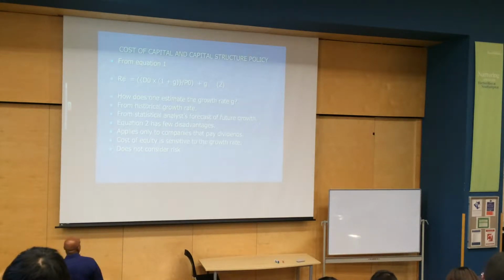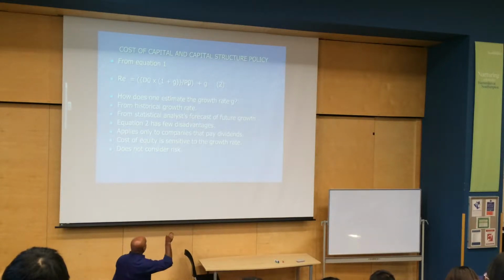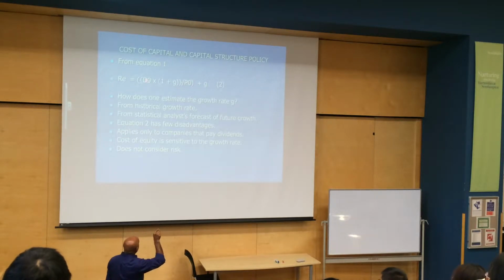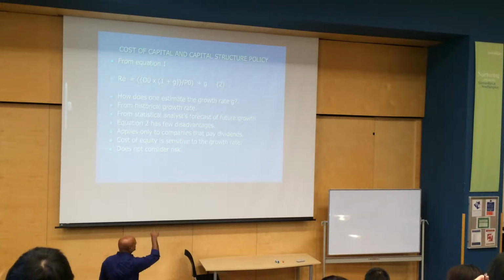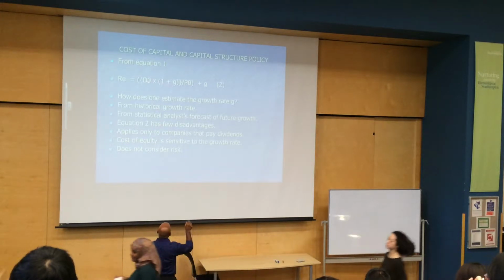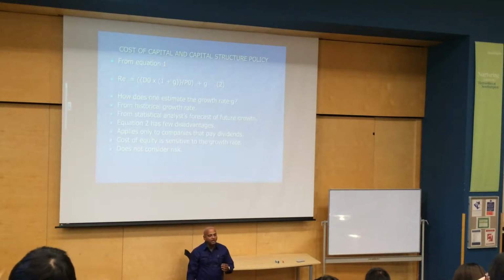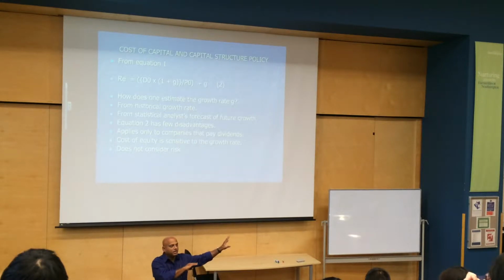The cost of equity is very sensitive to the growth rate. If I give you price and dividend, and say, find me the return, the cost of equity, but you have to estimate the value of G. You take the past series, 5 years, 10 years, daily, monthly, weekly, whatever, growth rate from the past series, and use the past series to forecast G.